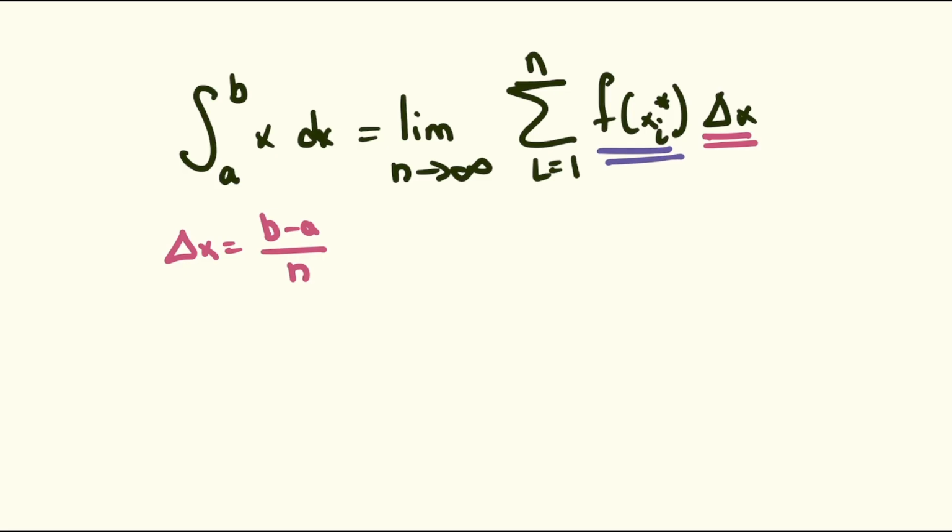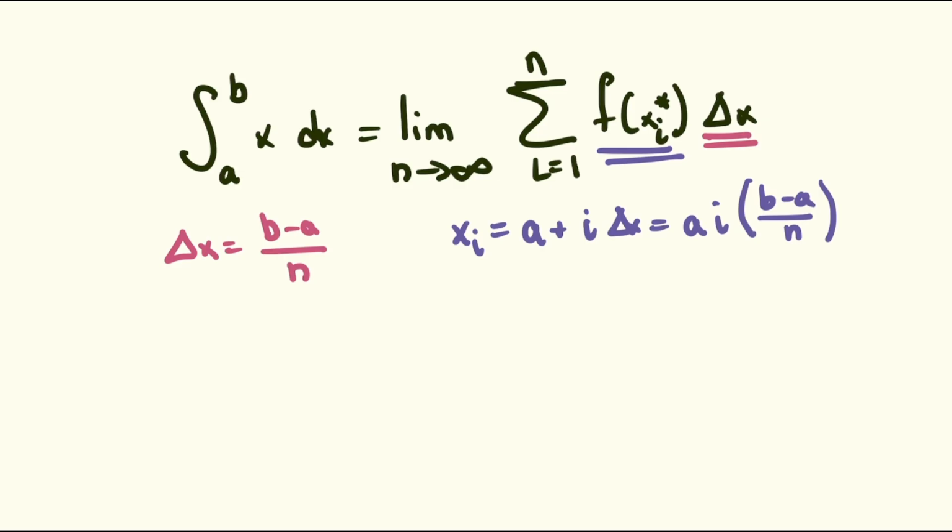Second part is, what is this f of x_i star? I'm going to drop the asterisk up there, but I'm going to keep on using the rest. So our x_i is going to be a plus i times change of x. And we can rewrite that because we know our change of x is (b minus a) over n. So we can pop that in there, and that should be a plus there. There we go, which means that f of x_i, since our function is just x itself, is just going to be a plus i times (b minus a) over n, because this is our function f that we're working with in this case.